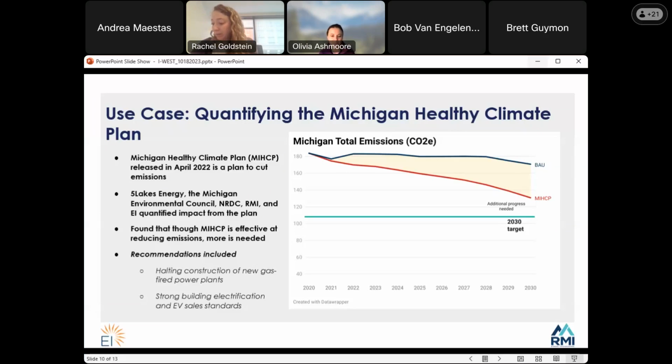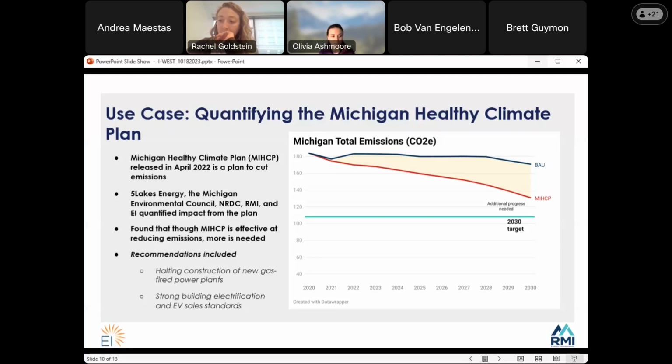A couple use cases. The first one is in Michigan. The EPS in Michigan was used to analyze the Michigan Healthy Climate Plan. The Michigan Office of Climate and Energy in 2022 put together a plan to cut state greenhouse gas emissions and reach the state's 2030 and 2050 targets.